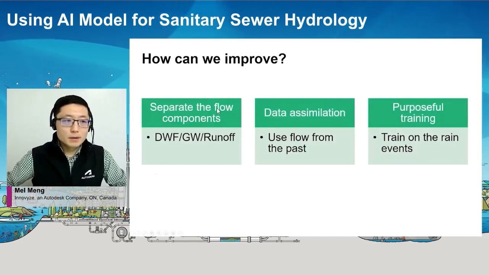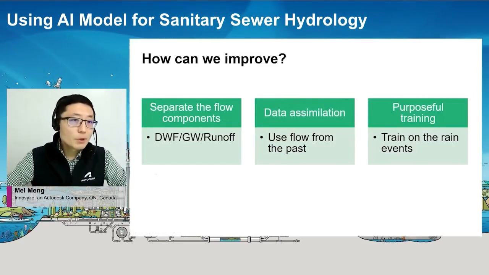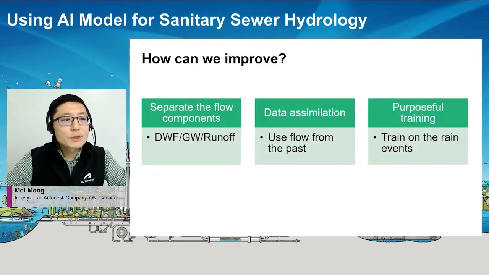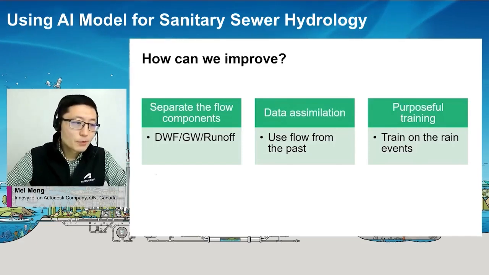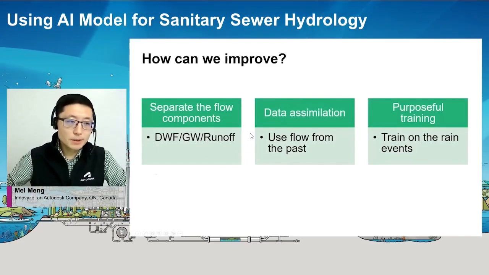And I tried 3 different things. The first is, I remember in the old days when I did model calibration, what did I do? I first separated all the different flow components: dry weather flow, groundwater infiltration, and then runoff. So maybe that also works for AI models. So let's try to separate these different components.